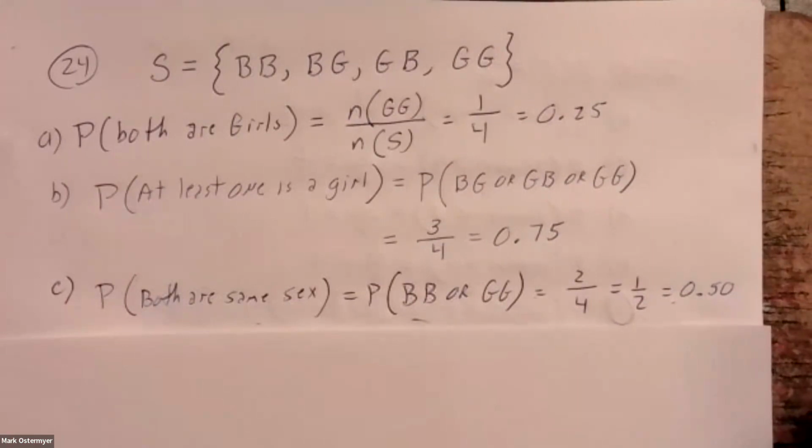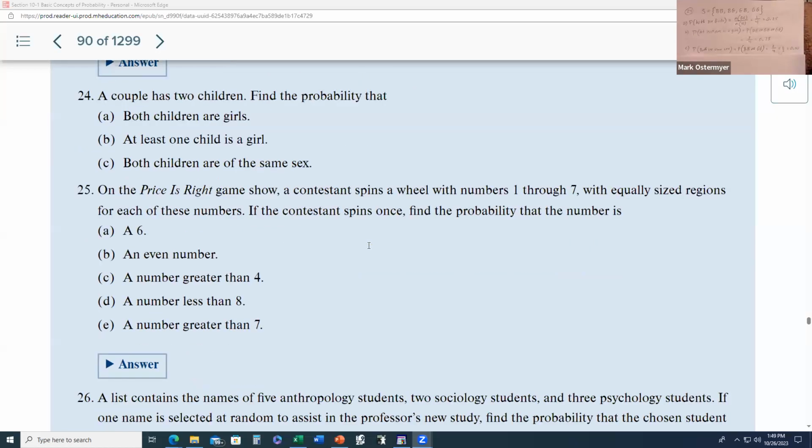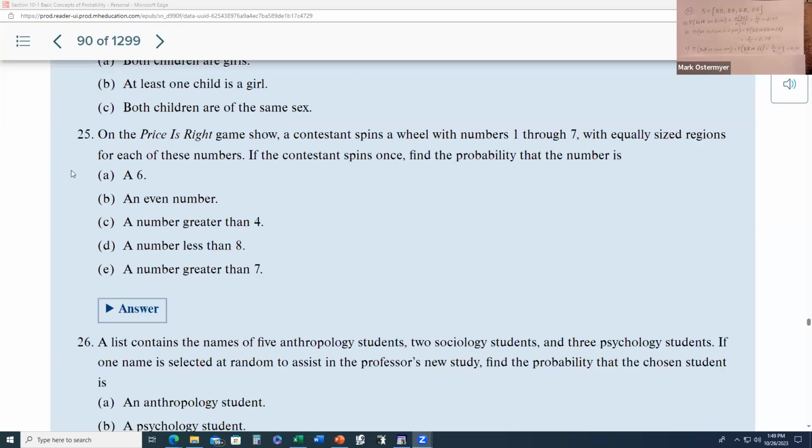Okay. Does anybody watch The Price is Right? This next problem is for you. Number 25, we can roll this into classwork. We're still working on classwork 2, ladies and gentlemen. Go ahead and do this problem.